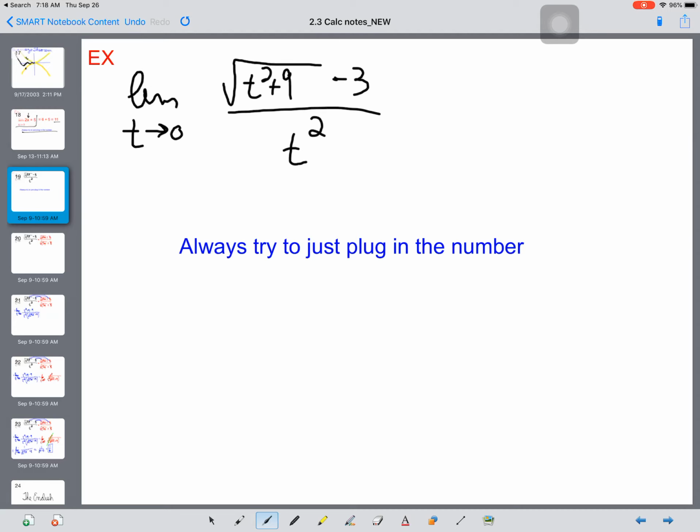So let me show you one here and see what you think about this one. What I've got is a kind of nasty looking expression. Find the limit as t approaches 0. Well, if I plug 0 into this equation, it's going to be undefined. So as it turns out, there's a way of dealing with this, and this is the kind of question that crops up on the multiple choice part of the exam.